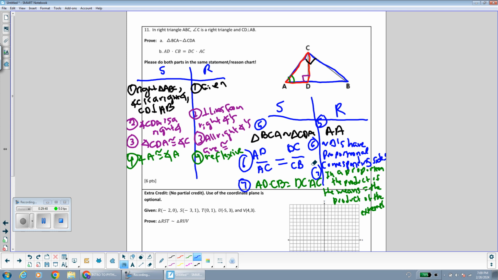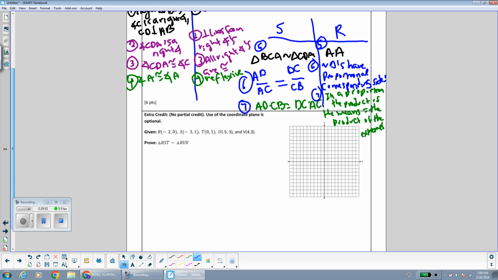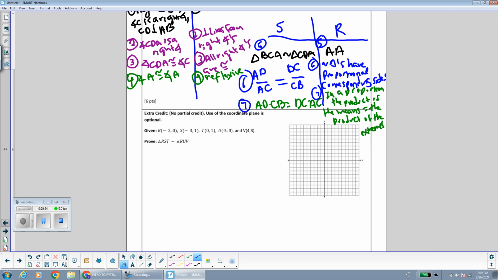And I will really quickly talk about the extra credit. The extra credit is a coordinate proof. I'm not going to actually do it, but it's a coordinate proof. So no statement reason chart. There's numbers. You're going to use formulas in order to show it. A couple of ways you could have done it. If you plot the two triangles, you'll see that one of them is inside the other, so they do have a shared angle.